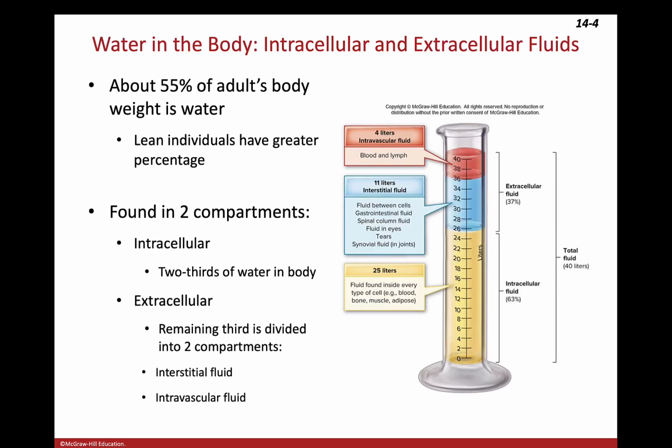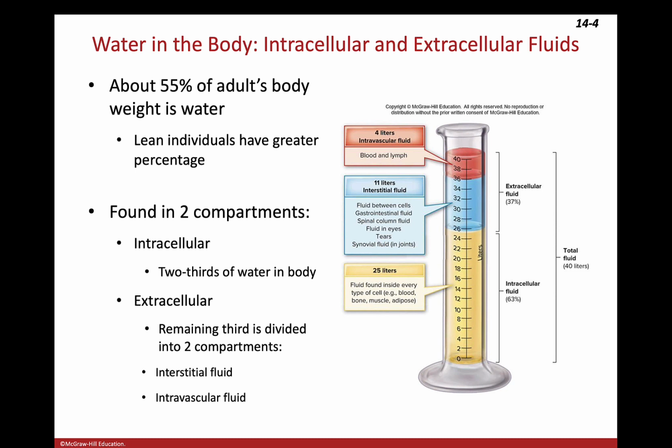Now, what we need to approach here is, where do we find water within the body? If we were to just take the average amount of water in an adult, it accounts for about 55% of an adult's total body weight. Individuals that are lean will actually have a greater percentage of water, and this is due to the fact that lean mass and muscle has much more water content than other tissues.